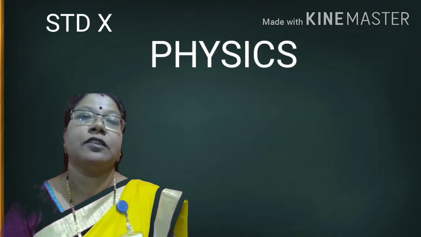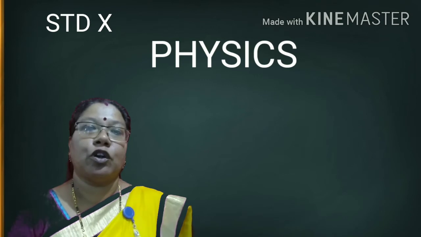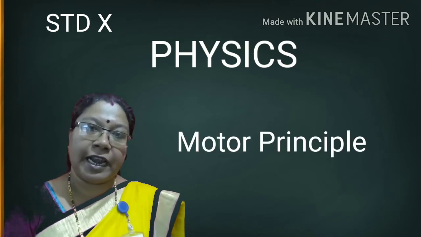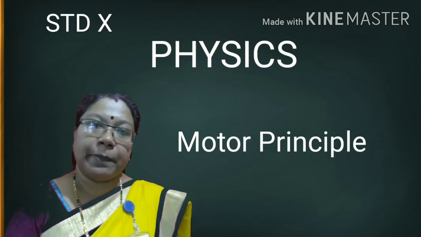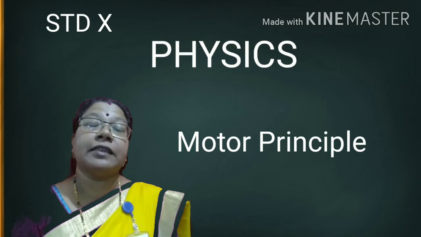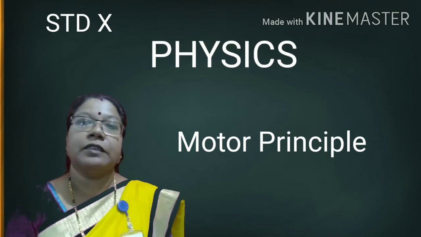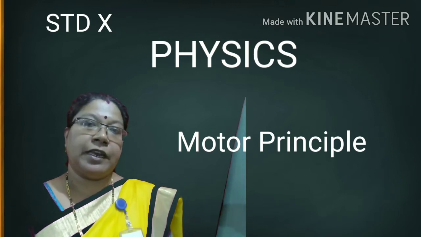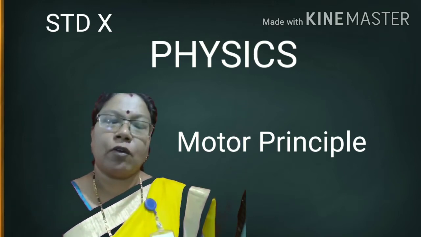This is very important, and this is known as the motor principle. The motor principle is: a current carrying conductor placed in between the poles of a magnet experiences a force. This is the motor principle. And now in this figure, current is given.